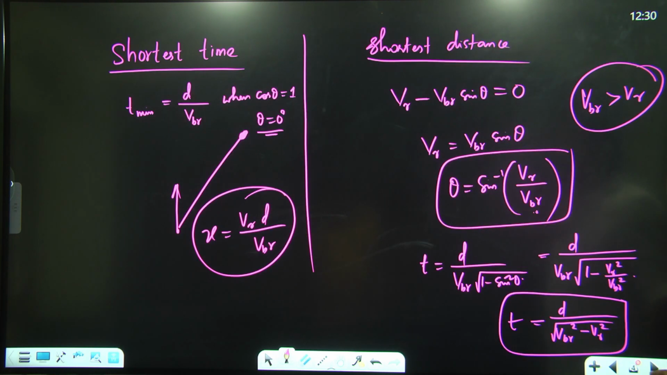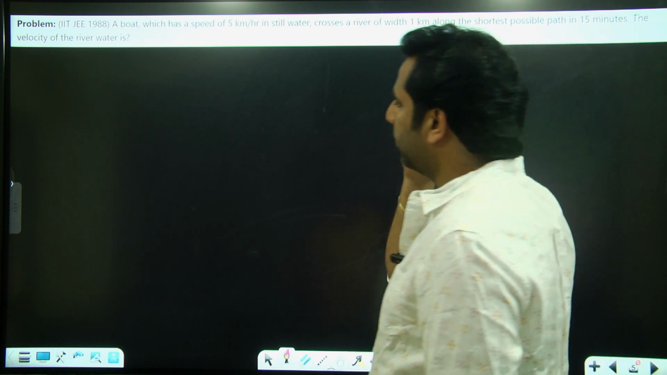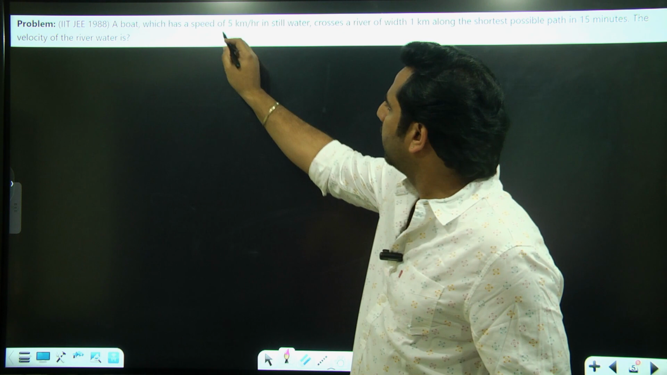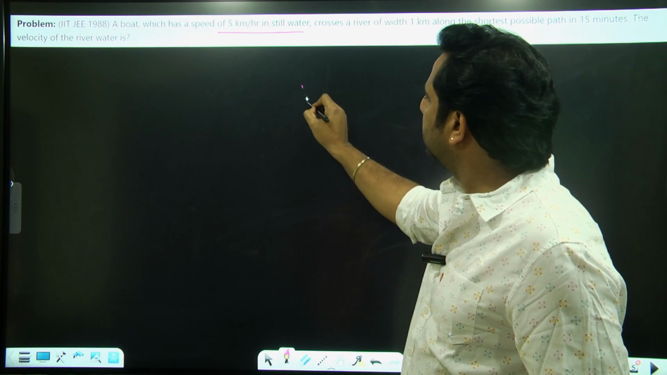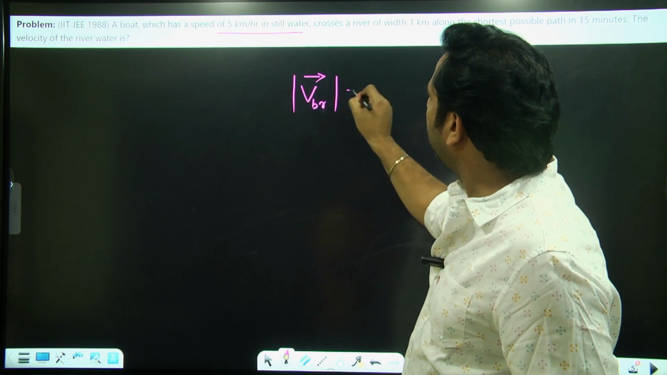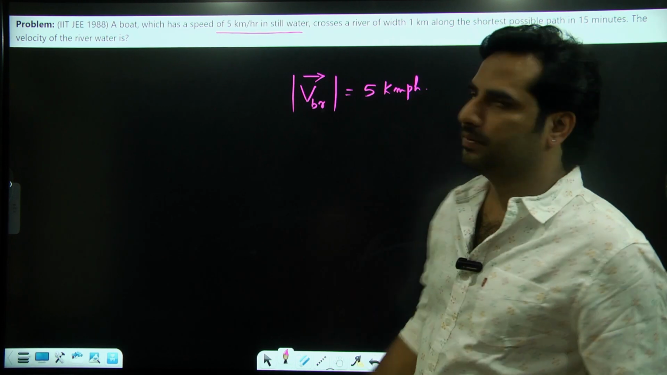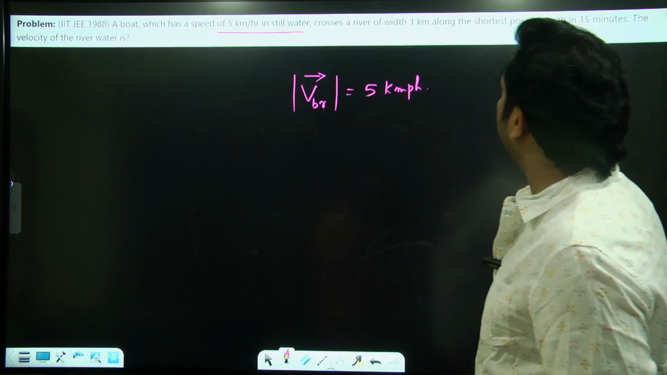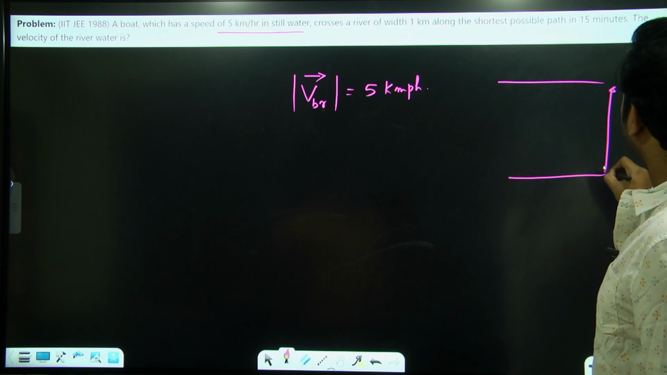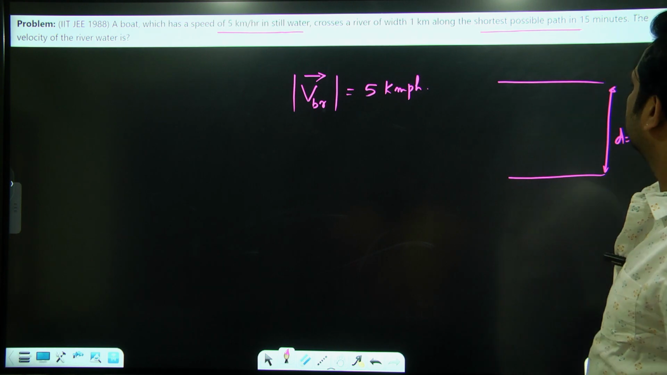Now let us solve a simple question. This is an IIT JEE 1988 problem. A boat which has a speed of 5 km per hour in still water. As I mentioned, when this phrase is given, understand that the velocity of the boat with respect to water, its magnitude, is 5 km per hour. It crosses a river of width 1 km. The width of the river d is equal to 1 km, in the shortest possible path.